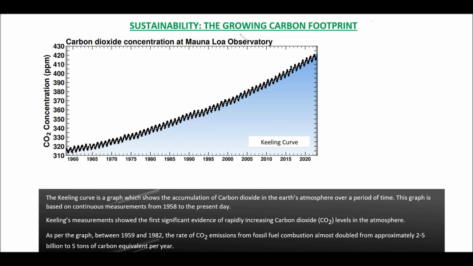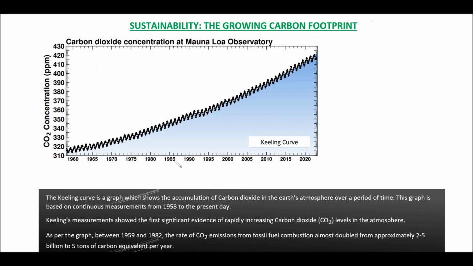Welcome to the video on sustainability, where we'll look at how our carbon footprint is continuously growing and its impact on our world. So let's look at the Keeling curve. The Keeling curve is a graph which shows the accumulation of carbon dioxide in the Earth's atmosphere over a period of time.